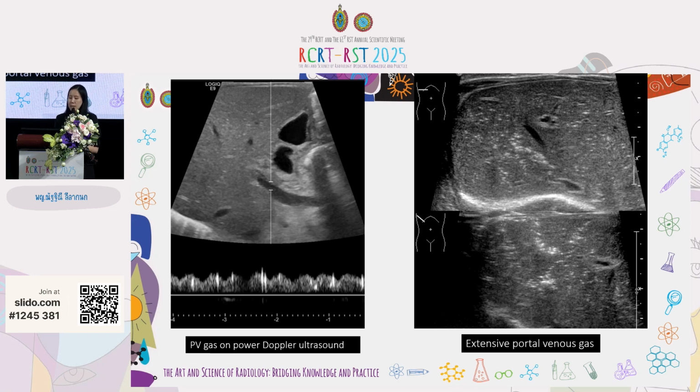On power Doppler ultrasound, portovenous gas appears as small... Sorry, I don't have the video clip, but we can collect evidence of portovenous gas by using Doppler ultrasound that will show bright speckles along the power Doppler. Extensive portovenous gas is seen as punctate and linear branching areas of echogenicity within the portal branch, as in this image.